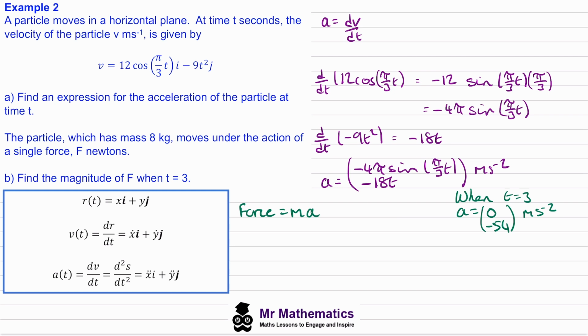And because we're only looking at the magnitude, we know this will have a magnitude of positive 54. So we can substitute that back into our formula. So the force will be the mass we're given as 8 kilograms times the acceleration of 54 meters per second squared. And this works out as 432 newtons. Okay?